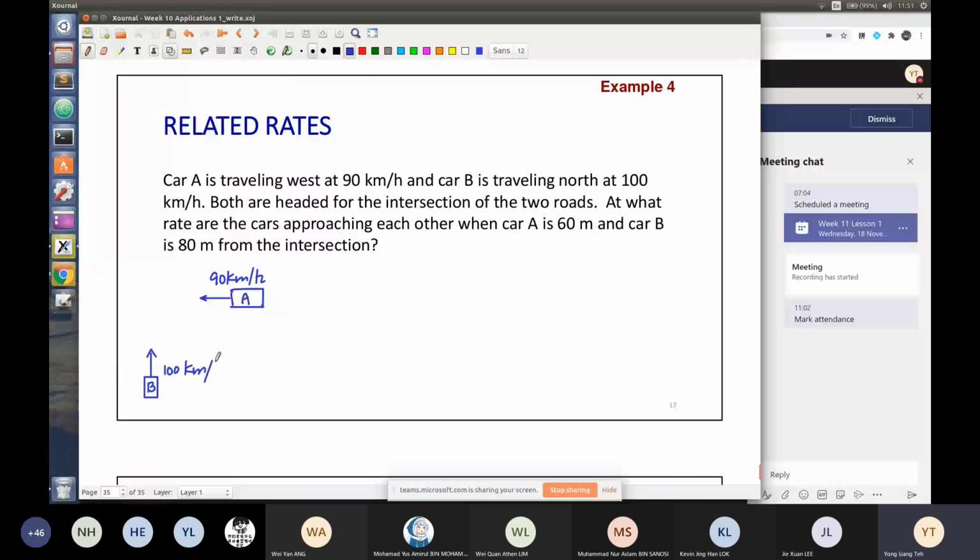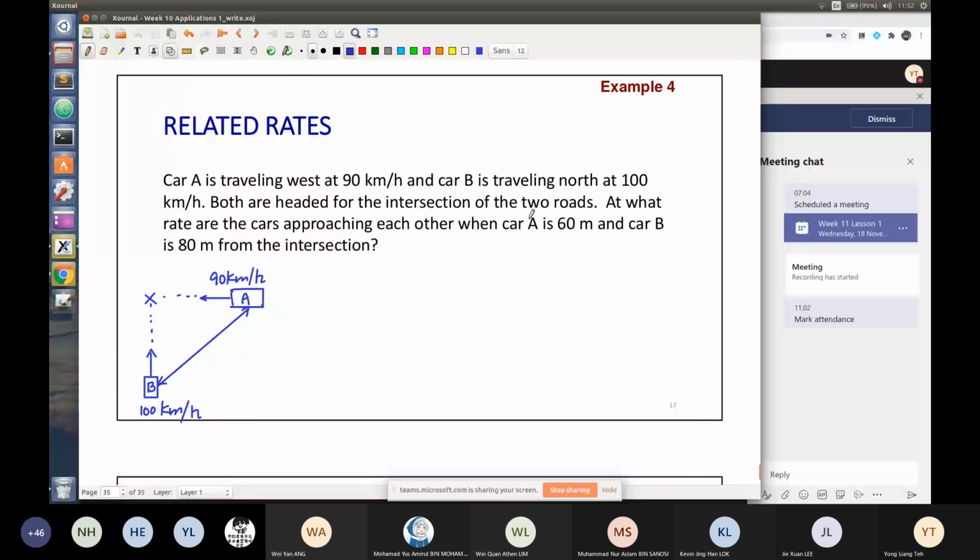So hence, at what rate are the cars approaching each other when car A is 60 meters and car B is 80 meters from the intersection? So I think this awfully looks similar to the one where we have the ladder sliding. Okay, but they're asking for different stuff. Hold on, let me just move this guy a bit. So heading for this intersection here. So clearly we want this distance. Okay, this is the distance that we want, right?